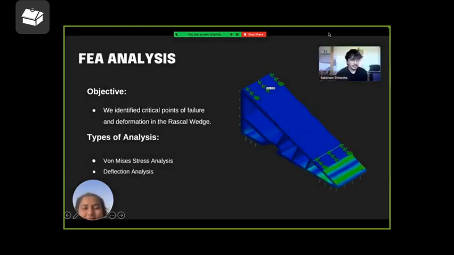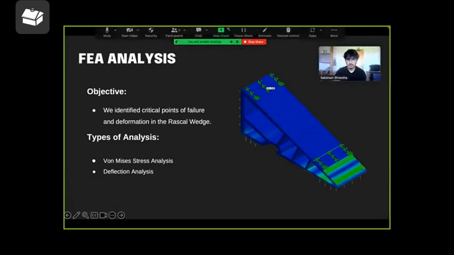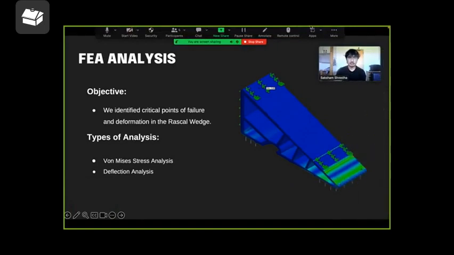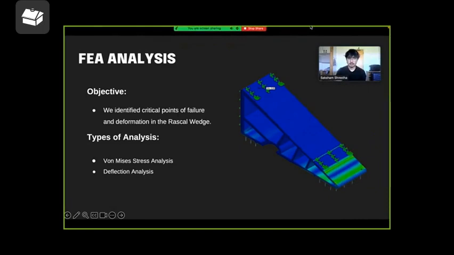For the FE analysis, the team created a 3D model of the Rascal Wedge in SolidWorks, ensuring accurate geometry representation. For the meshing of the model, it was meshed with a curvature-based mesh, which creates more elements in higher curvature areas automatically without need for mesh control. So these fine elements were used to capture detailed stress and deflection behaviors of the wedge.